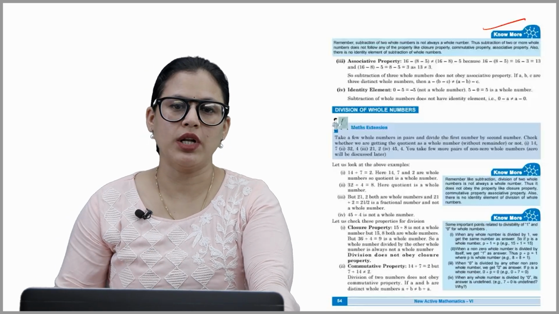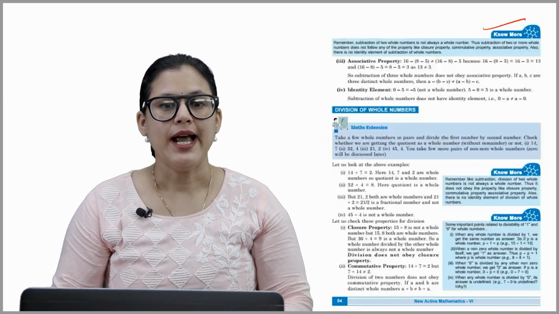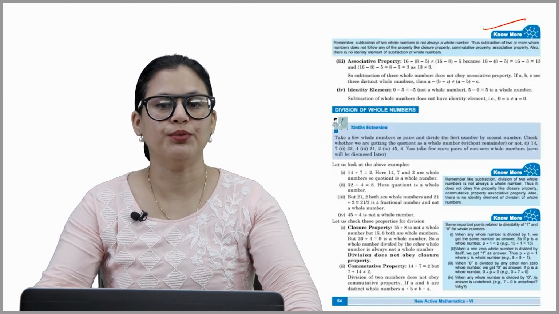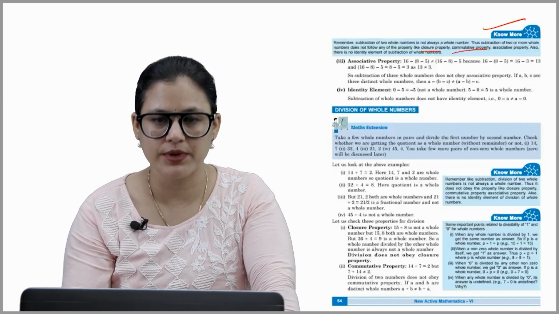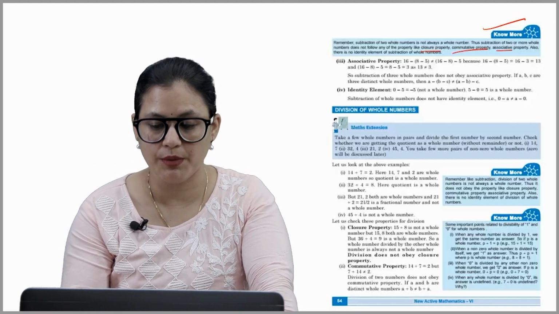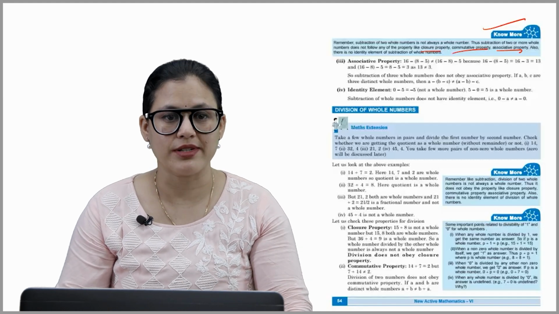Remember, subtraction of two whole numbers is not always a whole number. The subtraction of two or more whole numbers does not follow any of the properties: closure property, it doesn't follow; commutative property, it doesn't follow; associative property, it doesn't follow. Also, there is no identity element of subtraction of whole numbers, right?